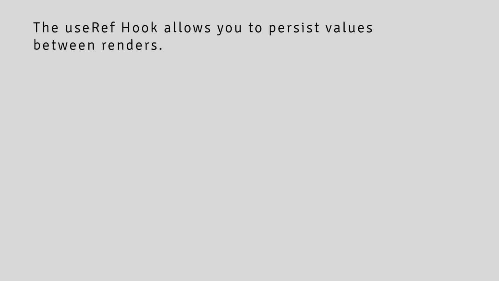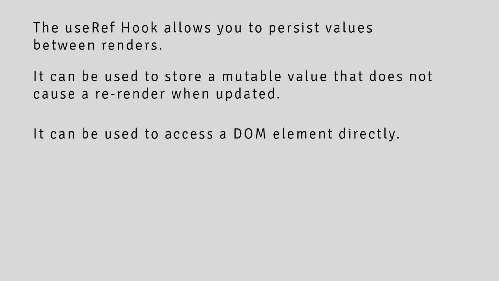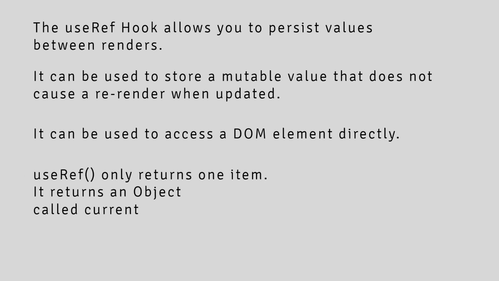useRef hooks allow you to persist the value between renders. It can be used to store a mutable value that does not cause a re-render when updated. When the values are getting updated, the component will not re-render. Next, it can be used to access the tags or elements which we want to access directly, or also manipulate. It only returns one object, and that object is known as current.